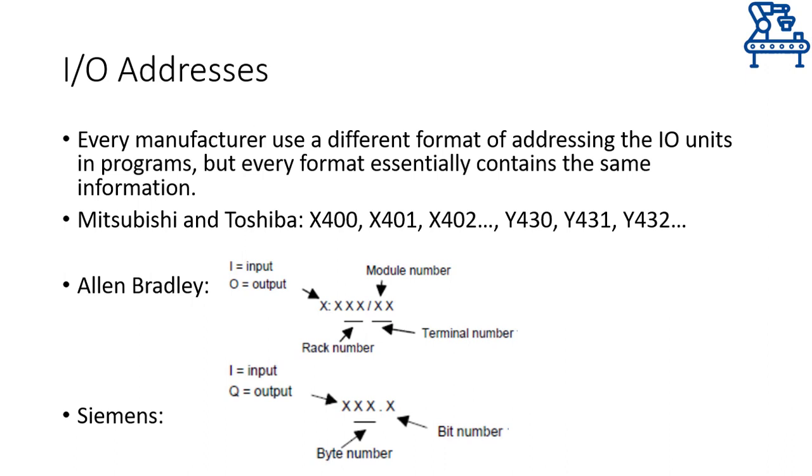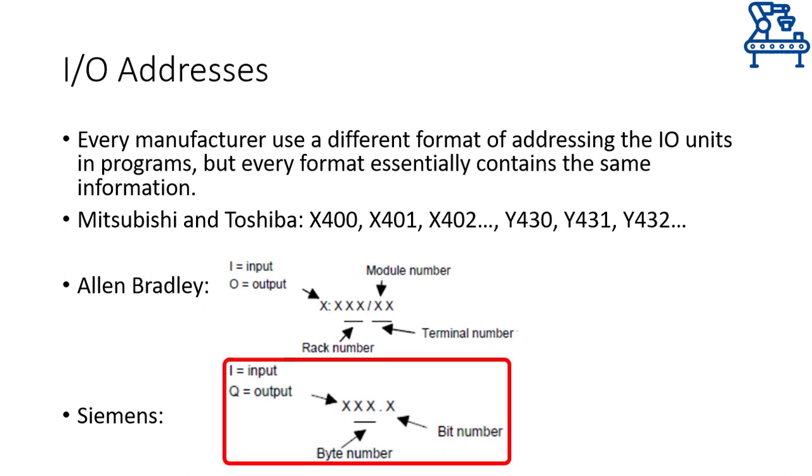However, Siemens uses this format for naming the inputs and outputs. It uses I for input whereas Q for output, followed by a byte number that represents the module number, then a dot, and at the end the bit number which represents the terminal.